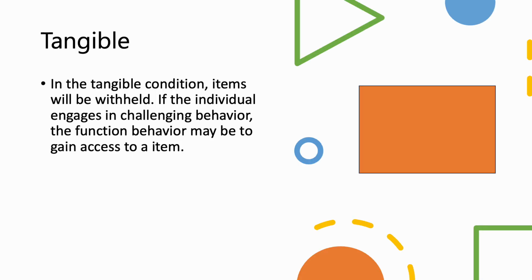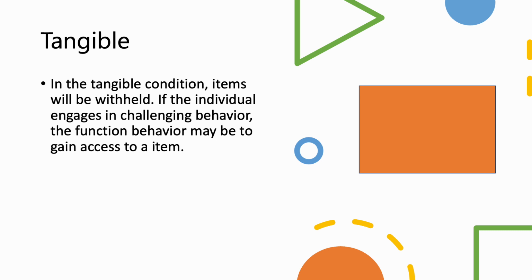Okay. Now we're in the final condition, which is tangibles. So in this condition, we are going to be withholding items, and we're going to see whether withholding the items will cause them to engage in a maladaptive behavior. So that could mean, here's an example, maybe before while they were in the control, they had access to an iPad, and the iPad is a preferred item.